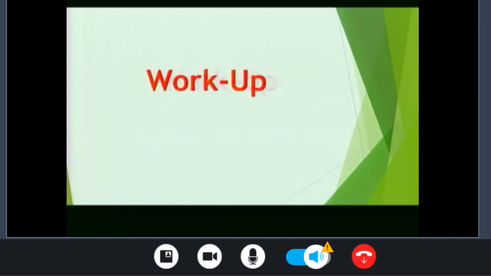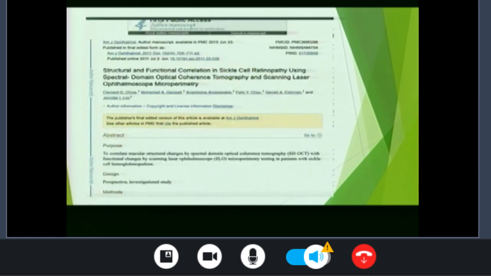The three things that are important are the dilated fundus exam, the labs to screen the patient for sickle cell disease, and the FFA. And this is the new thing that we mentioned, the OCT. There is a prospective study published in the American Journal of Ophthalmology by the University of Illinois. It speaks about the OCT benefit in sickle cell patients.